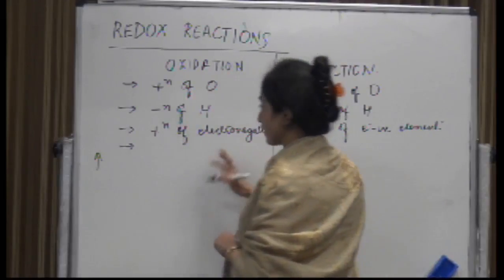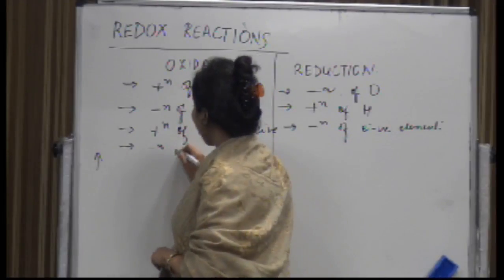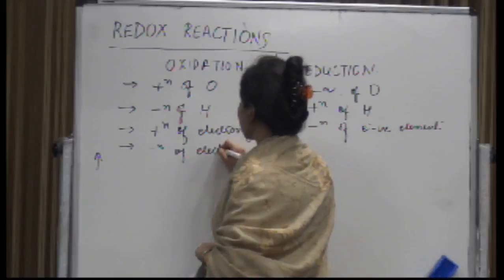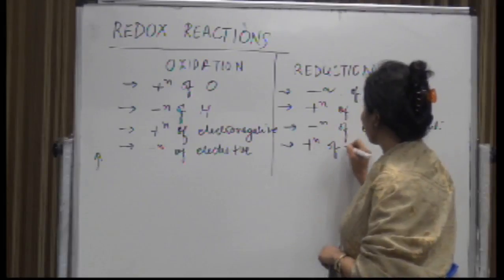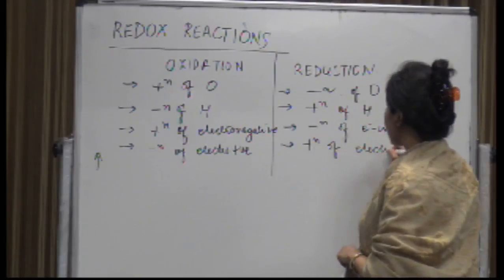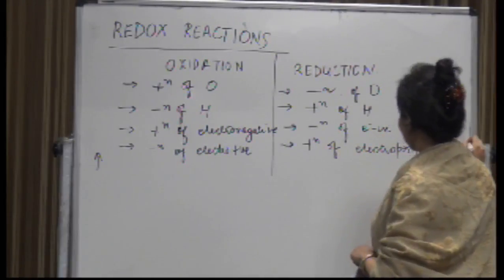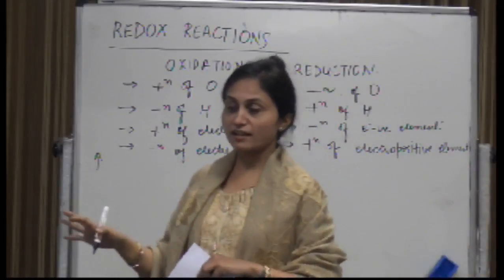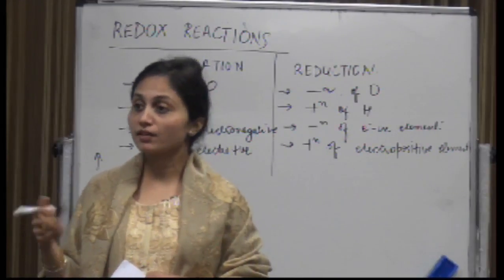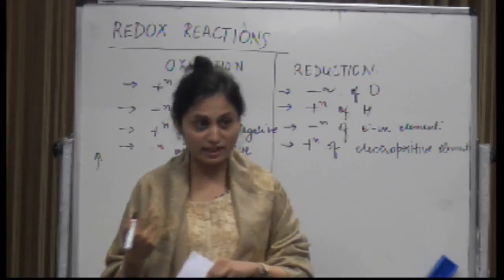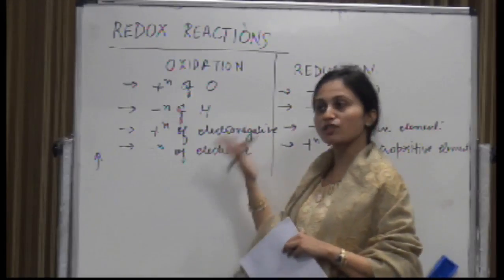Similarly, if addition of an electronegative element means oxidation, removal of an electropositive element would mean oxidation, and addition of an electropositive element would mean reduction. This is a very elementary definition that you have probably already done in 10th standard. Oxygen getting added means oxidation, oxygen getting removed means reduction, hydrogen getting added means reduction, hydrogen getting removed means oxidation, and you can link electronegative to oxygen and electropositive to hydrogen.